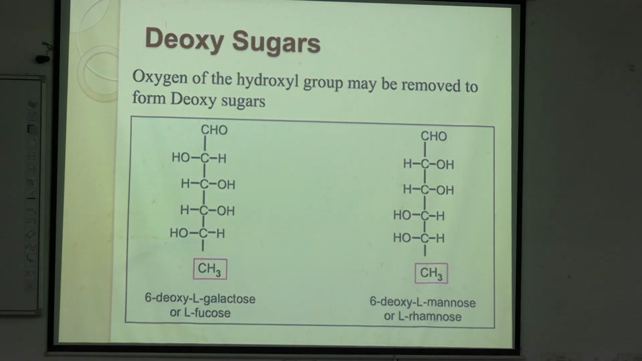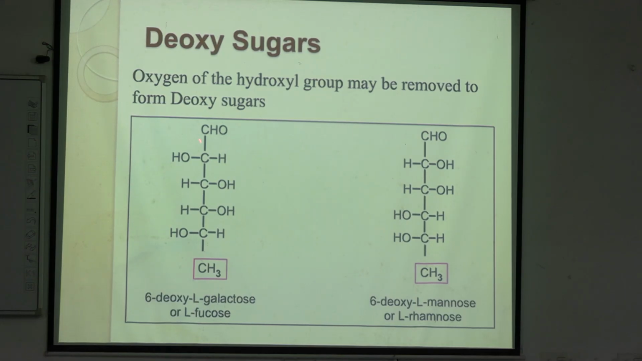Now deoxy sugars. Deoxy sugars means removal of oxygen from any hydroxyl group. This structure is an L form. Can you say why? This is L-fucose or 6-deoxy L-galactose. Why? In the penultimate carbon, the OH is on the left hand side. That is why this structure is an L structure.